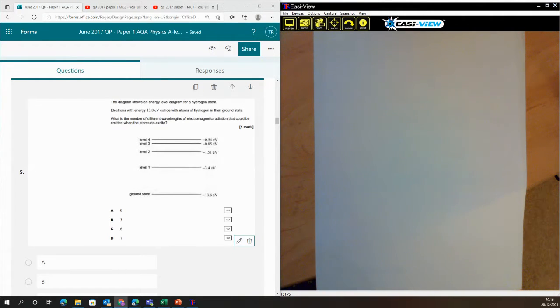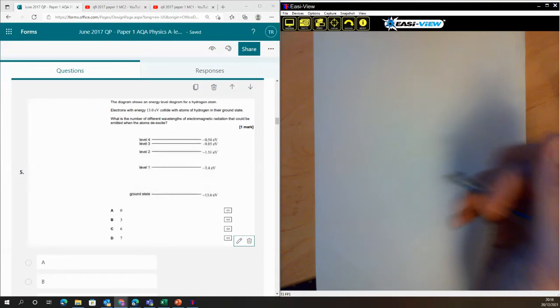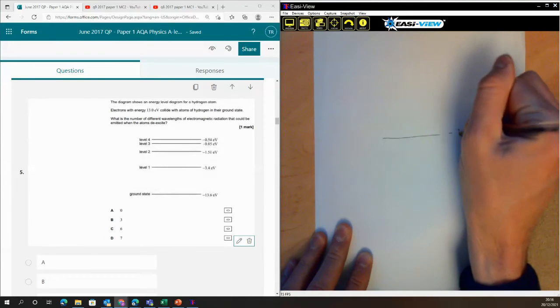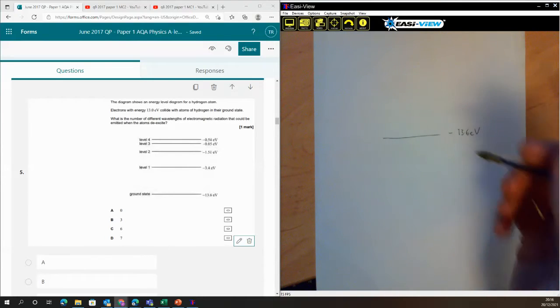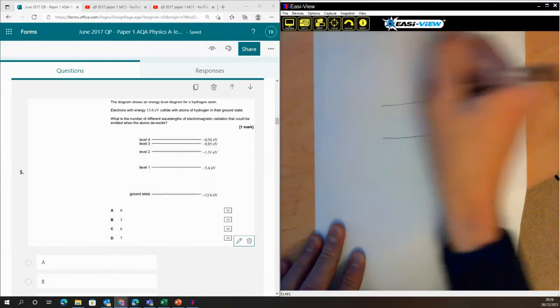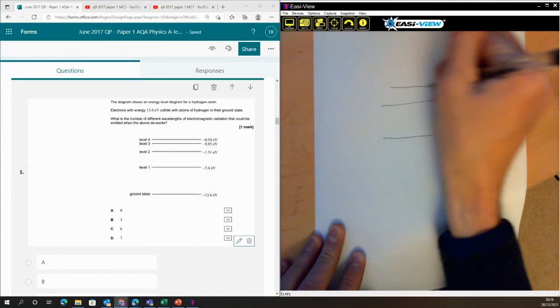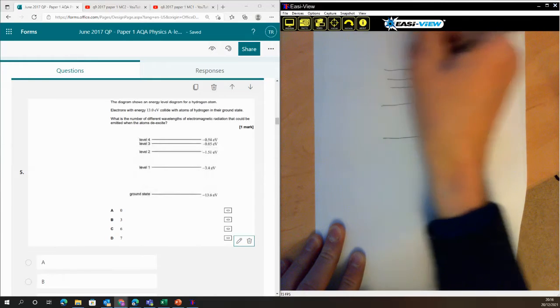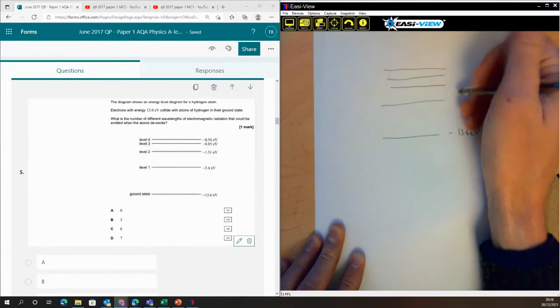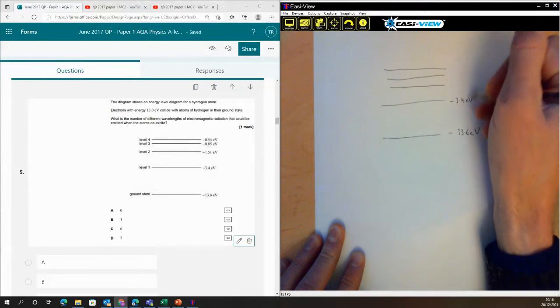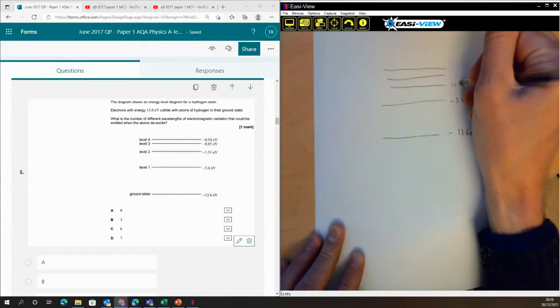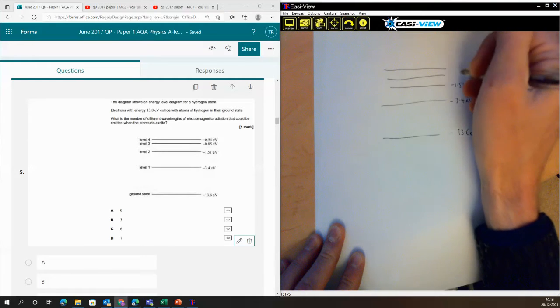An electron with 13 electron volts. So we have the ground state of negative 13.6 electron volts. This looks like hydrogen to me. And then we've got a level at 1, a level at 2, a level at 3 and a level at 4. And we've got each of these higher values. Remember that going less negative are actually higher values. These are higher energy states.